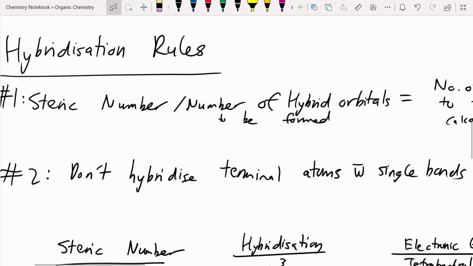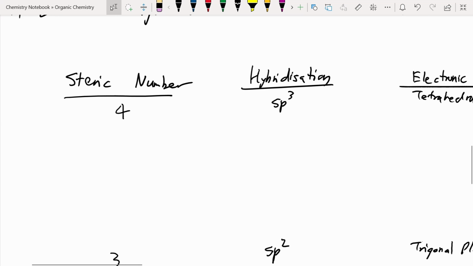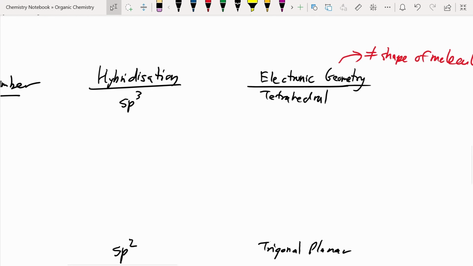If it has a single bond, okay, so we take a look. If the steric number is 4, that means it's sp3, because you will need 4 hybrid orbitals to form in the atom.